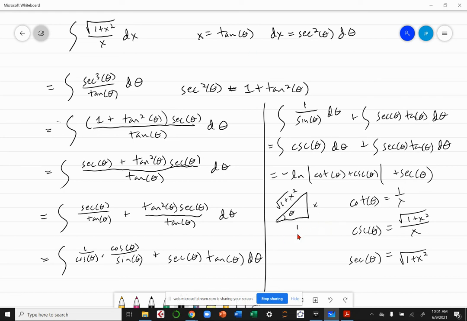Put all that stuff together and you get negative natural log of 1 over x plus square root of 1 plus x squared over x plus square root of 1 plus x squared. Okay? And that's where that answer comes from.